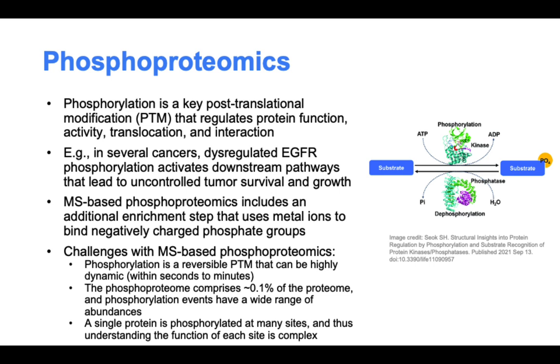And then a third challenge is that a single protein can have many phosphorylation sites. So when we say that one protein is phosphorylated, if it has other sites at which it can be phosphorylated, then we need to understand how those different sites interact. And so the full picture of those dynamics can get very complicated. But nonetheless, phosphoproteomics is a super valuable source of information for understanding protein signaling and protein interactions.